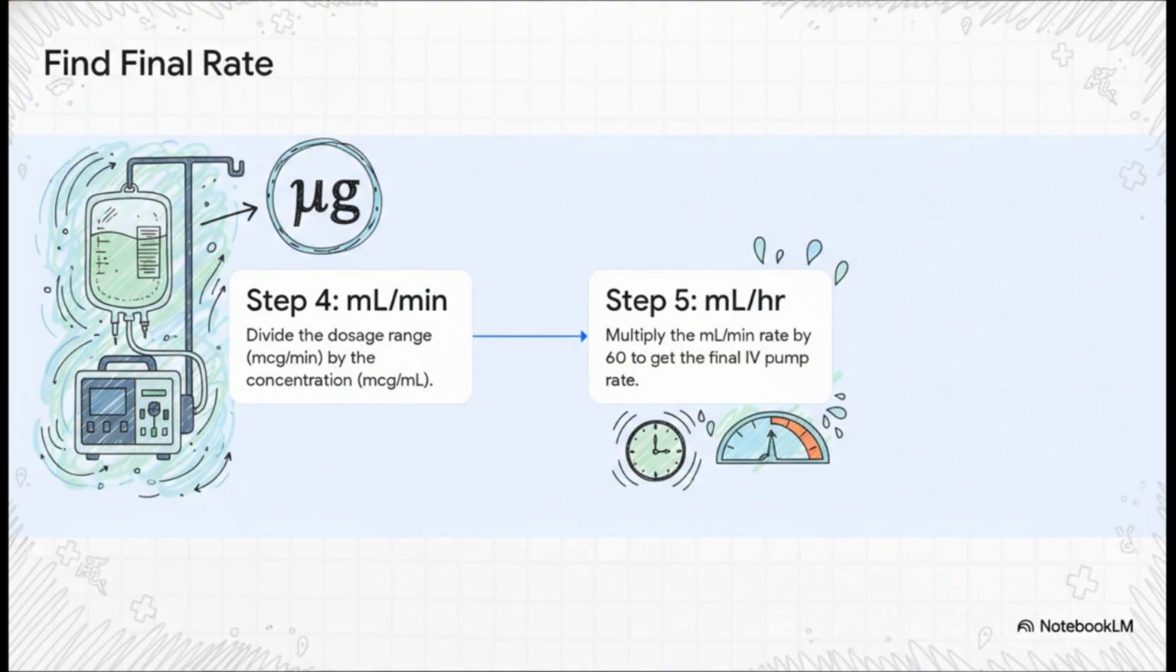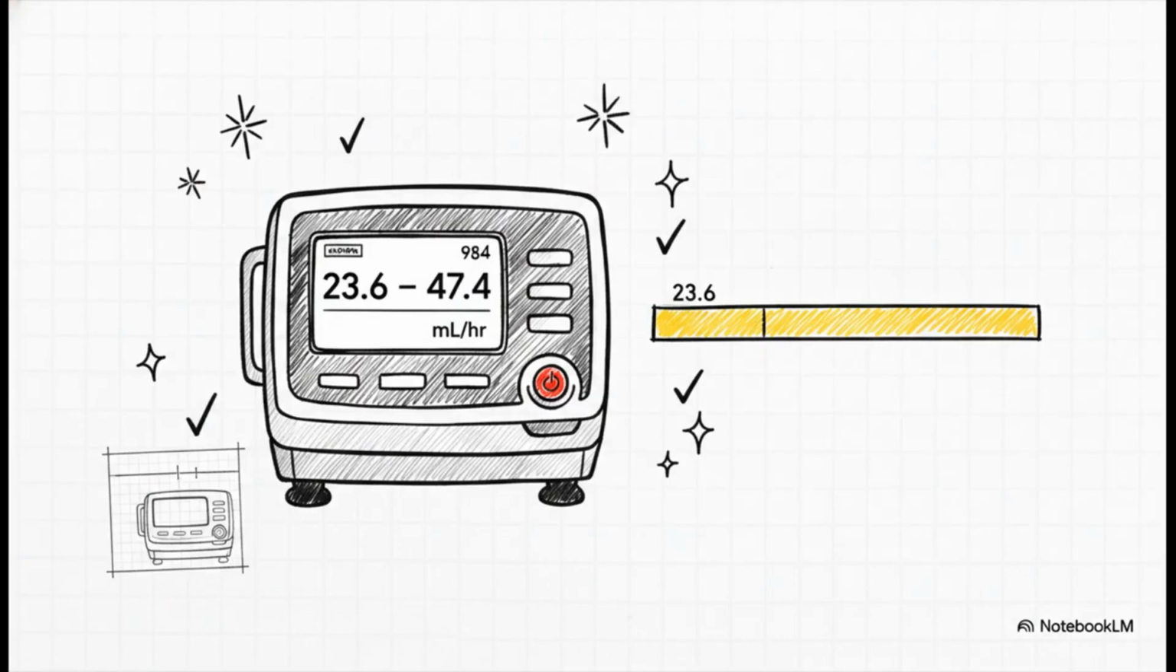We are so close. But here's the thing. IV pumps don't speak micrograms per minute. They only understand one thing, milliliters per hour. So we take our dosage range and we divide it by that key concentration number we found, that 10,000 micrograms per ml. That tells us how many milliliters to give per minute. And for the final step, we just multiply by 60 minutes to get our rate per hour. And there it is. The safe titration range for this patient is between 23.6 and 47.4 milliliters per hour. We now have the exact numbers to program into the pump to safely care for our patient.